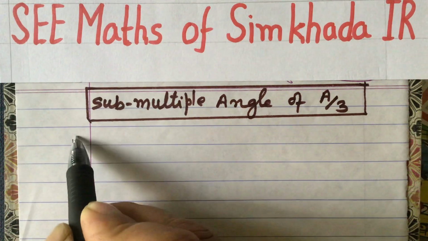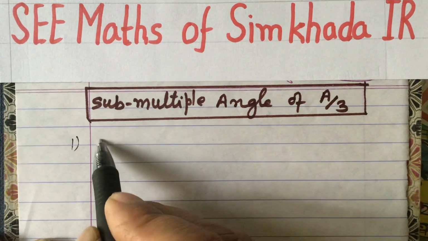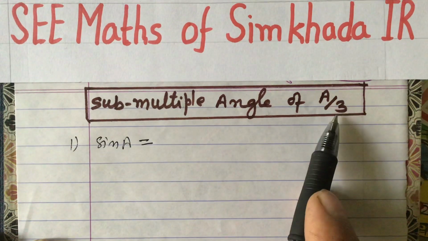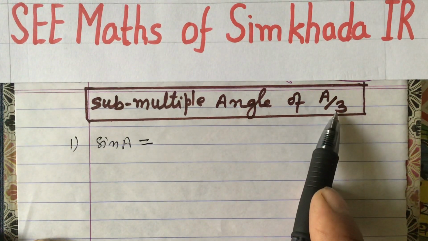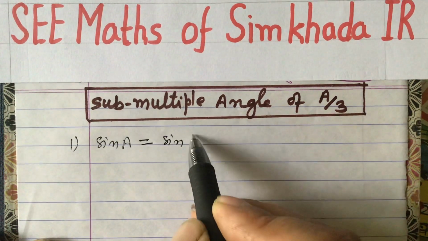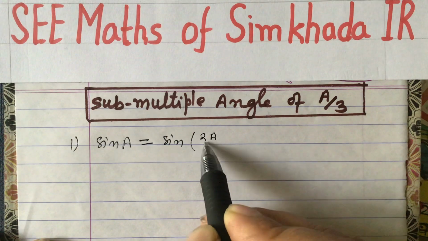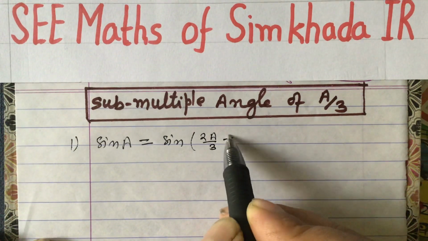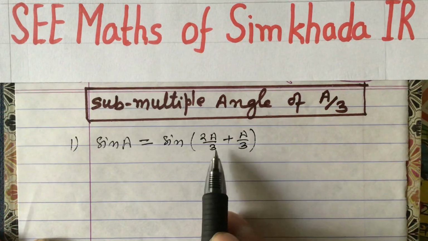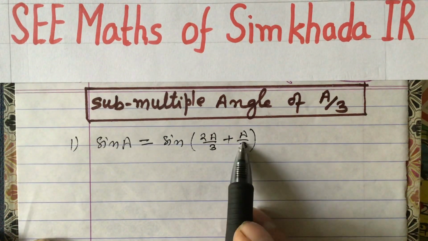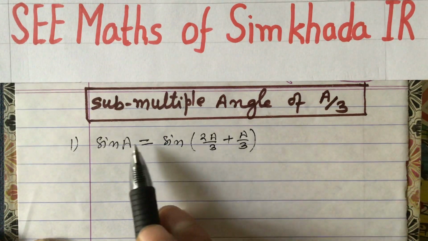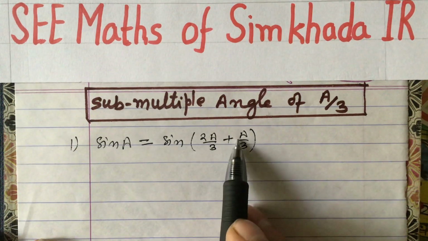Now directly I will start derivation of formula. The first one is for sin A. Sin A can be written in terms of submultiple. A by 3 is there, so divided by 3 should be there. So we can write like this: sin of 2A by 3 plus A by 3. Now if you take LCM over here, 3 and 3 will be LCM and you will get 2A plus A will be 3A. 3A divided by 3 is equal to 1. So we can write in this way, okay?